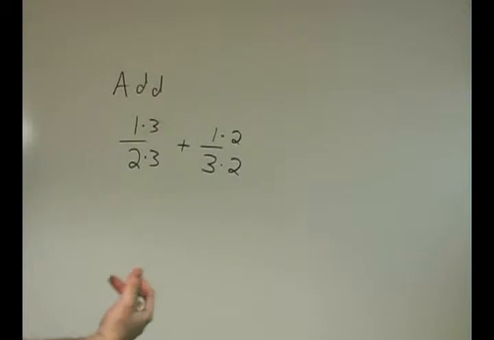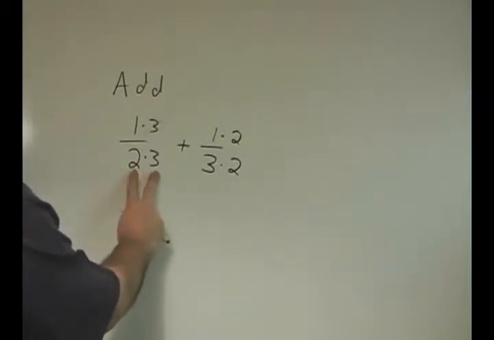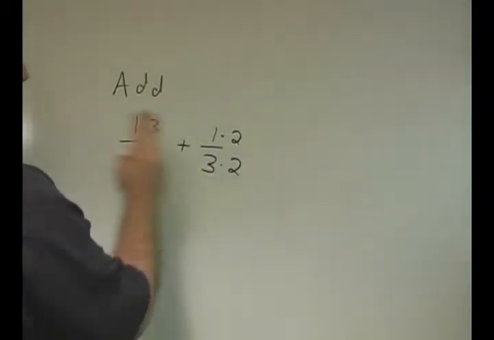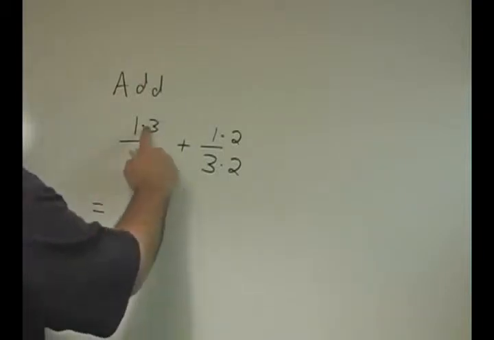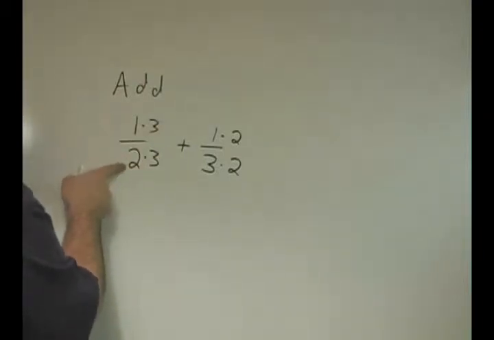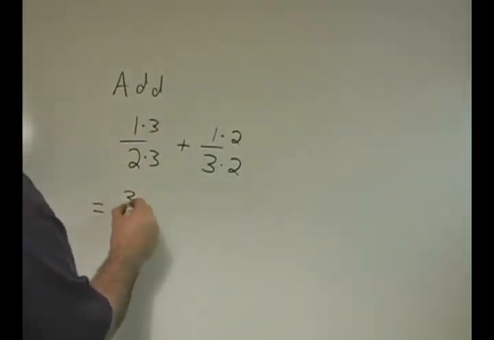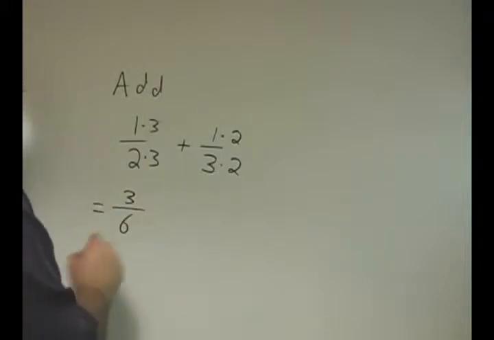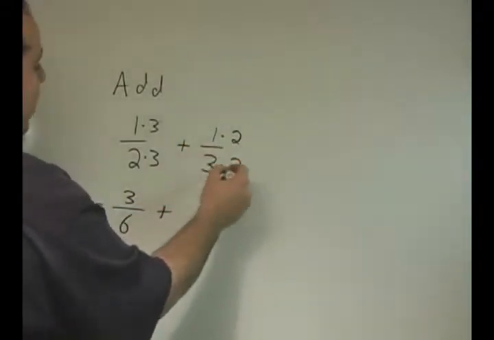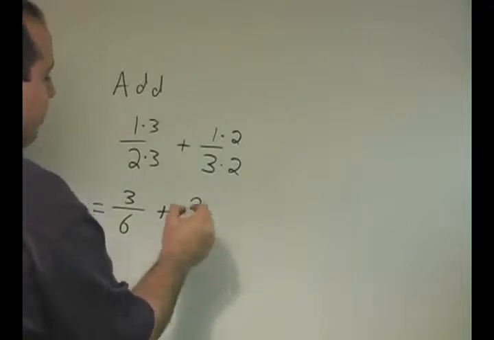The only reason I'm doing that is because I noticed that if I did that, the bottom of this fraction will end up being 6, and so will this. So if I do that, this fraction, which was originally just 1/2, now is 3 over 6. This one, which was originally 1/3, is now 2 over 6.